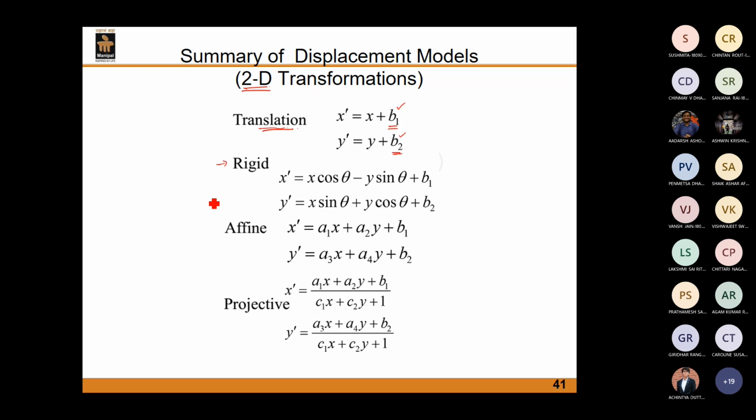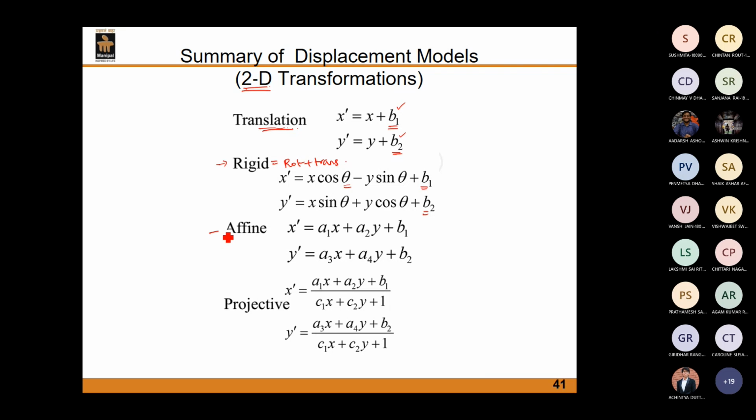Similarly, let's say it is a rigid transformation. A rigid transformation includes both rotation as well as translation. When there is a rotation, the theta parameter is involved, and for translation you have b1 and b2. The corresponding formulas are x cos theta minus y sin theta plus b1, and x sin theta plus y cos theta plus b2. These formulas have already been discussed earlier, and we have also discussed them in matrix form.